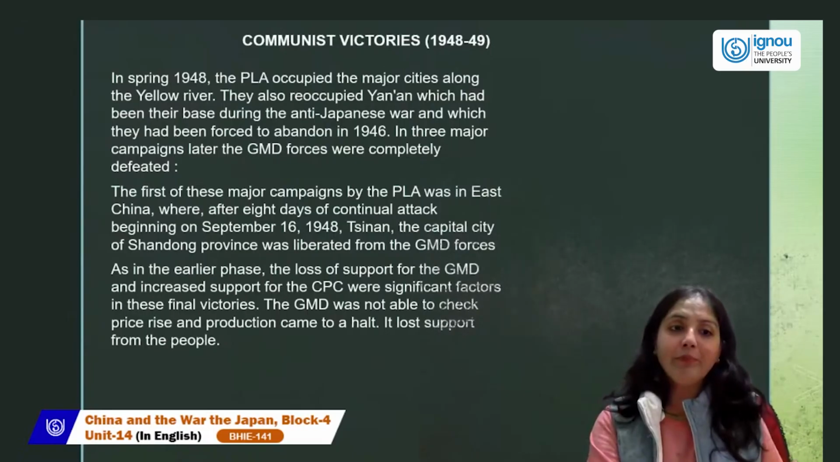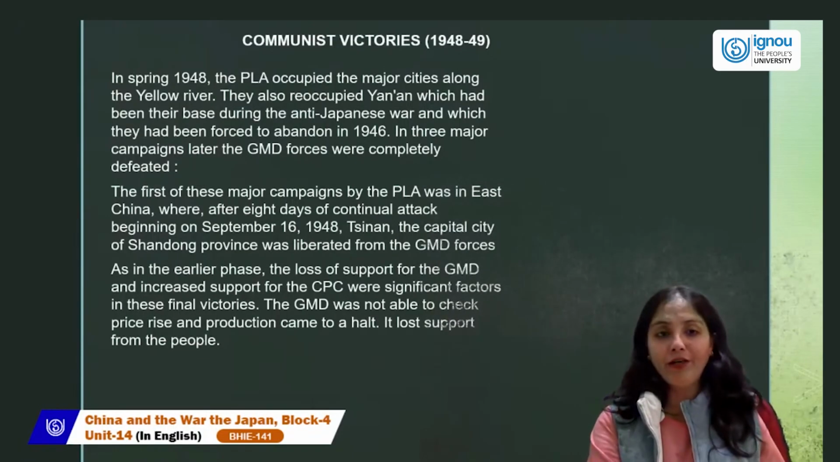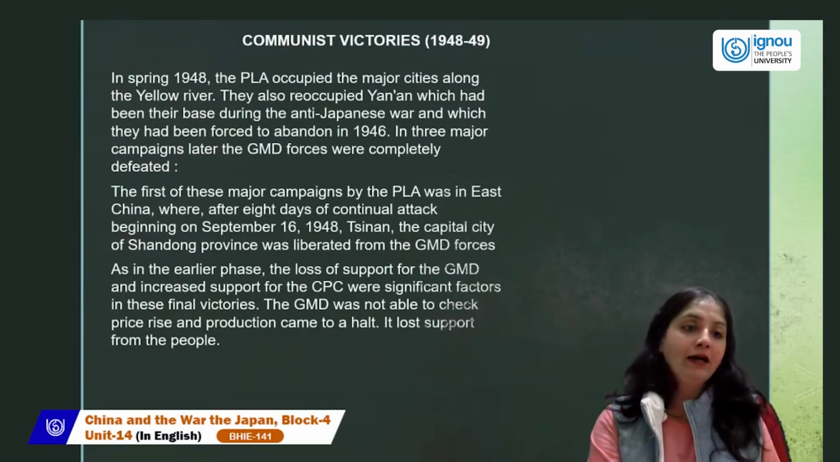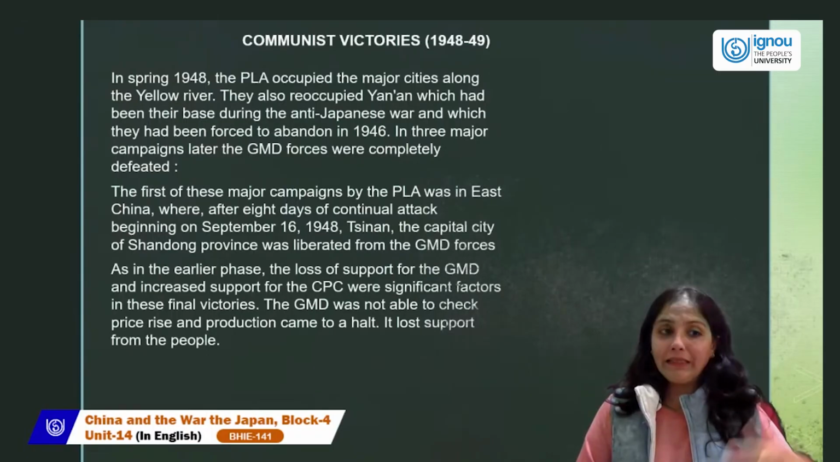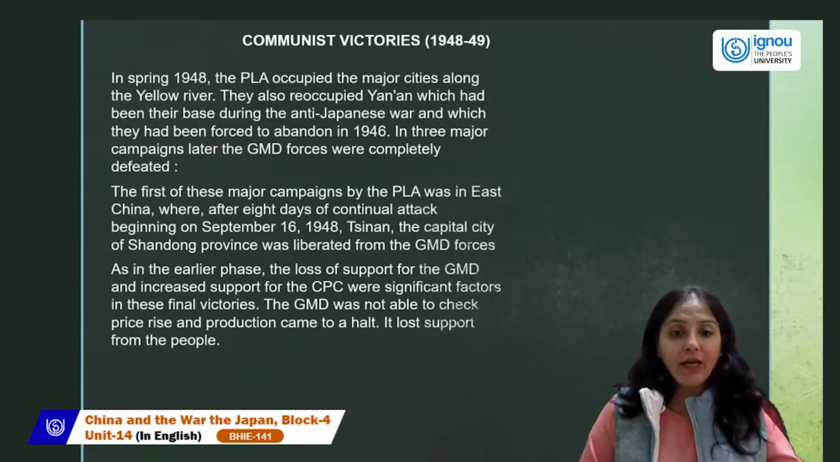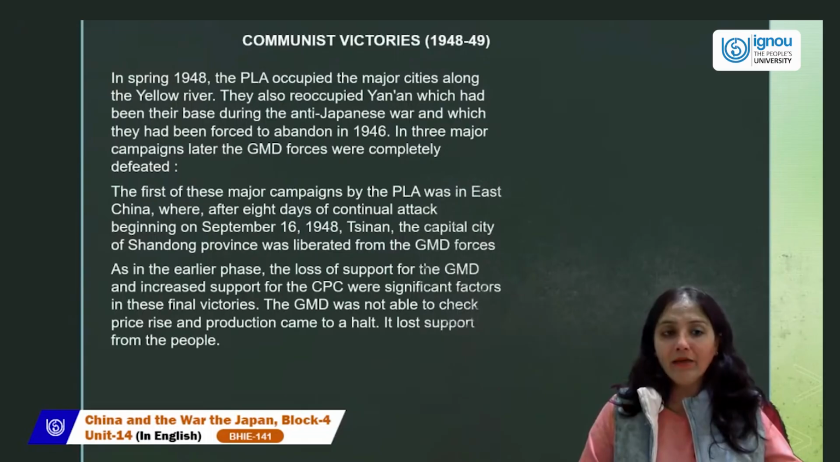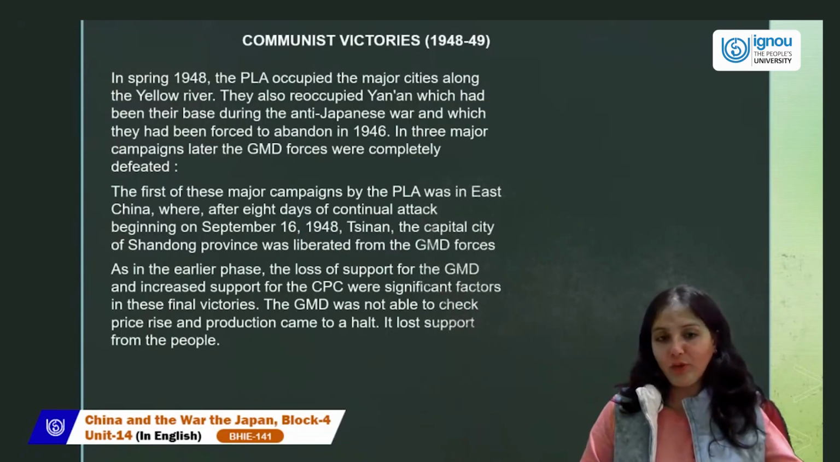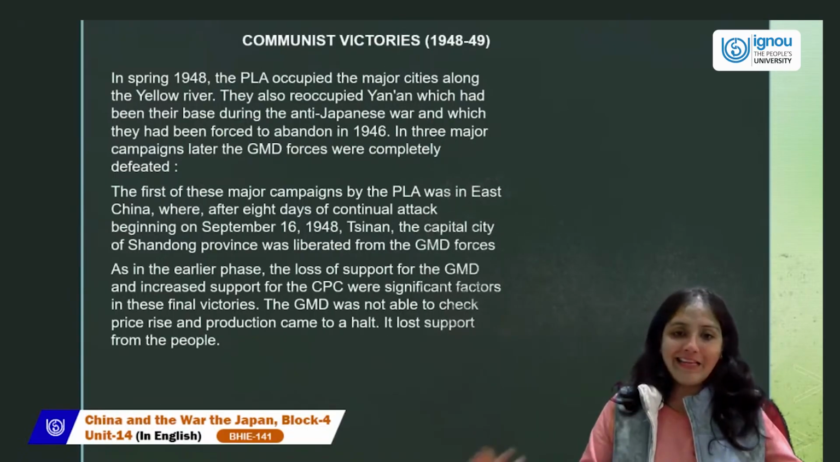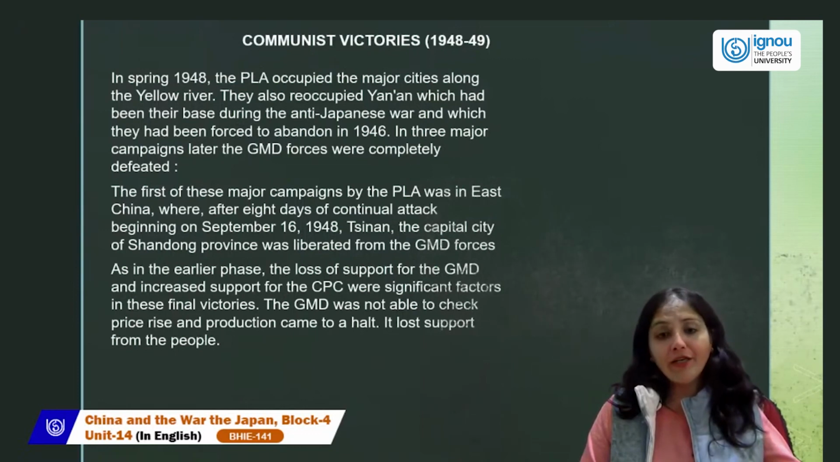In three major campaigns later, the Kuomintang forces were completely defeated. In which campaigns? The first of these major campaigns by the PLA was in East China, where after 8 days of continued attack, beginning on September 16, 1948, Jinan, the capital city of Shandong province, was liberated from the Kuomintang forces.